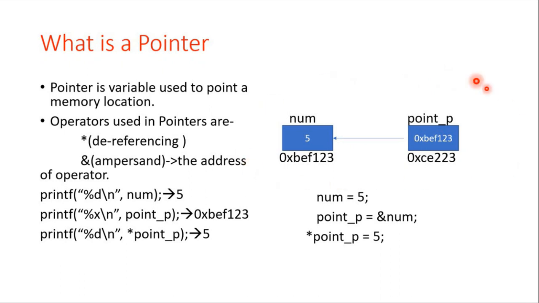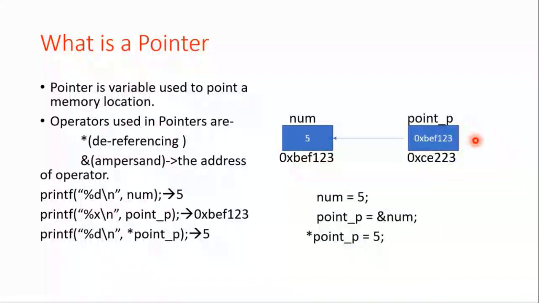Here I'm going to show you the pictorial representation. I have taken the boxes to show the content of a variable. Here num has a value of 5 and it has an address of 0xbf123, and this address is in the box of ptr p, which is a pointer variable, and it holds the address of another variable.